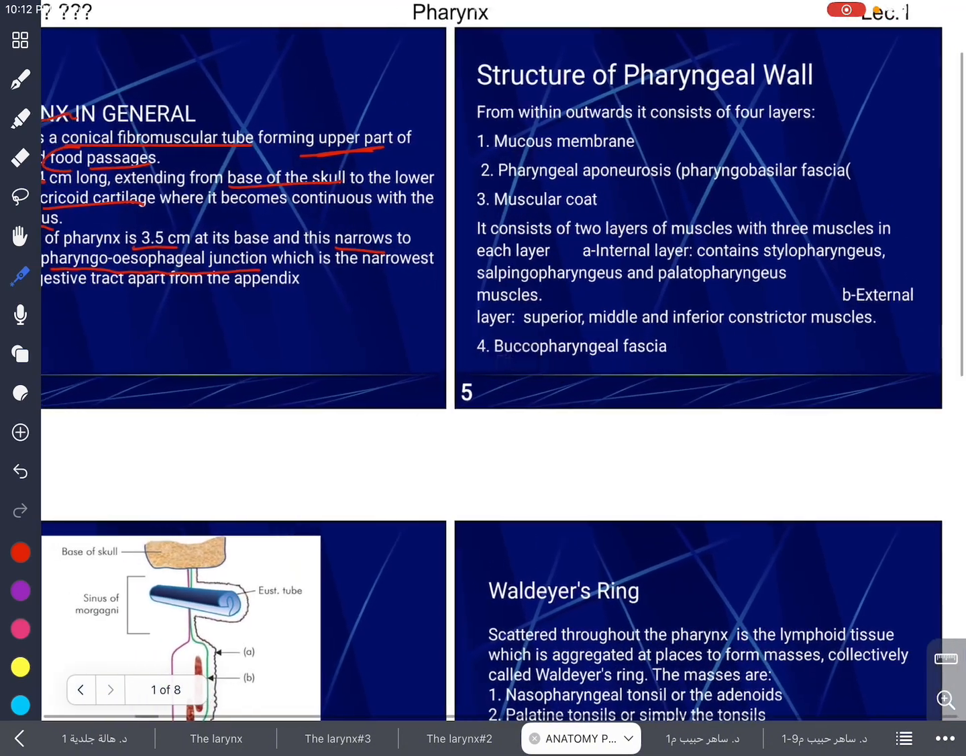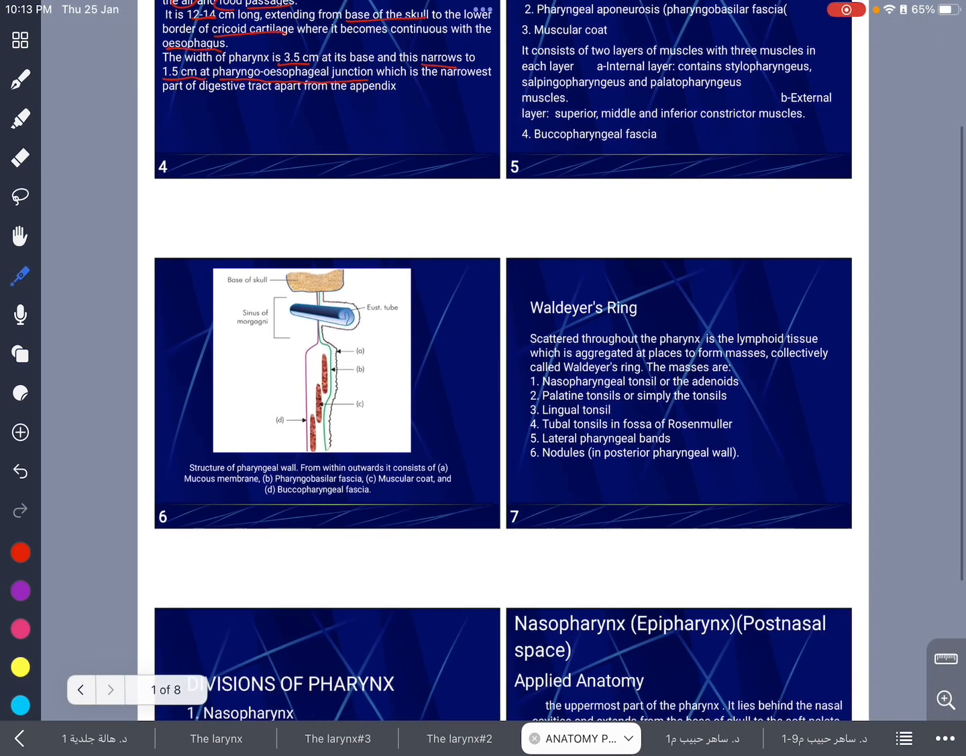Okay, so the structure again, from inward to outward, or from medially to laterally: we have the mucosa, and then the pharyngeo-basilar fascia, which is also called the pharyngeal aponeurosis, then the muscular coat, which is composed of the intrinsic and extrinsic groups. We talked about them, and then we have the buccopharyngeal fascia.